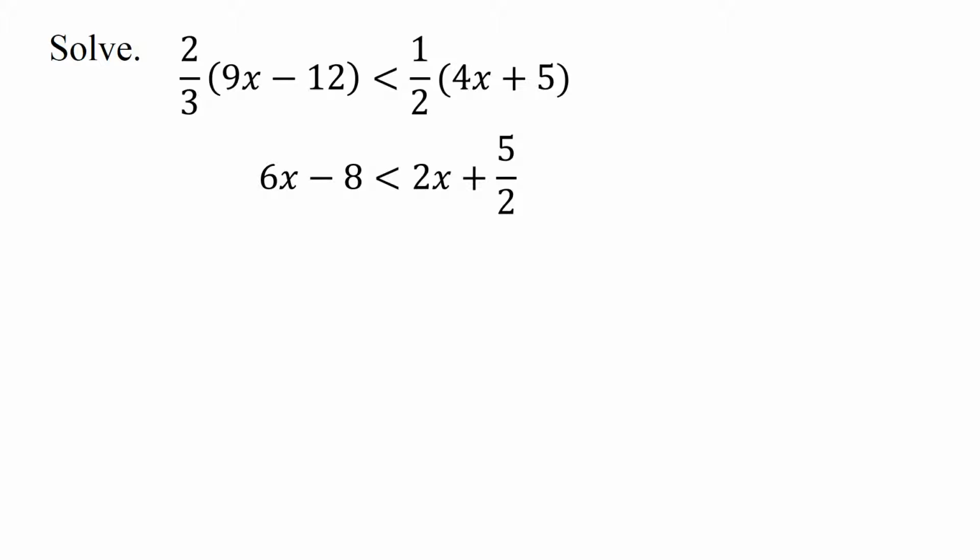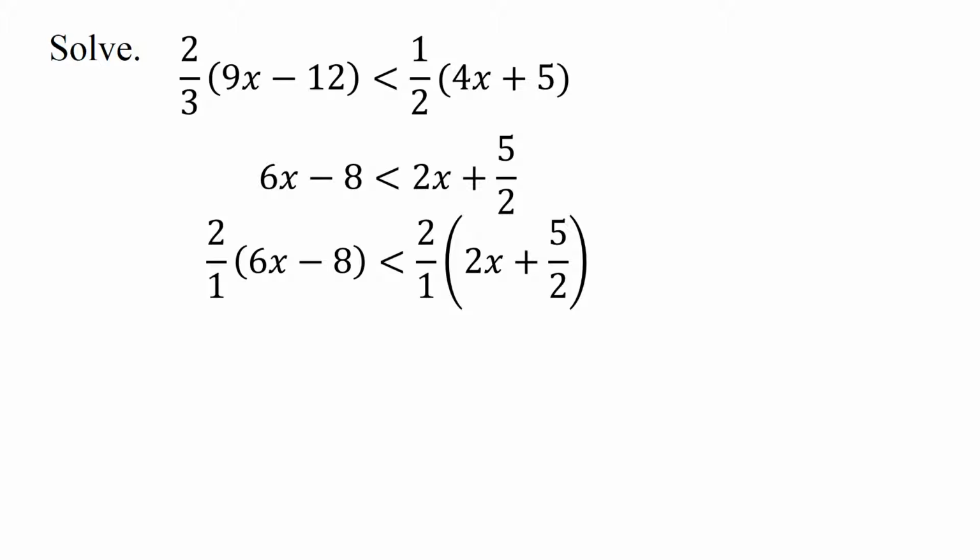And if you want to work with fractions, you can keep it this way and just try to get rid of your x on one side and do it. I don't like fractions, so I'm going to look at all the fractions that remain. There's only one. It has a denominator of 2, so I'm going to multiply everybody by 2 over 1. And that should get rid of all the fractions. So basically 2 over 1 is just 2. So 2 times 6 is 12. 2 times 8 is negative 16. 2 times 2 is 4x. 2 times 5/2 gives you 5. So now we have 12x minus 16 is less than 4x plus 5.